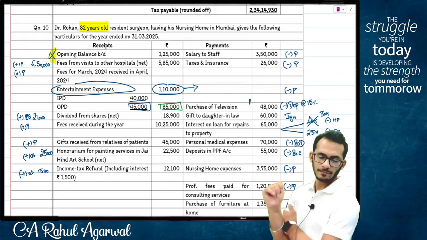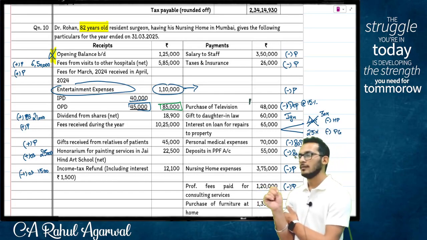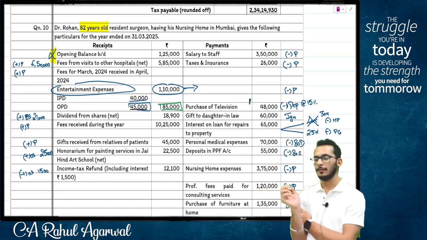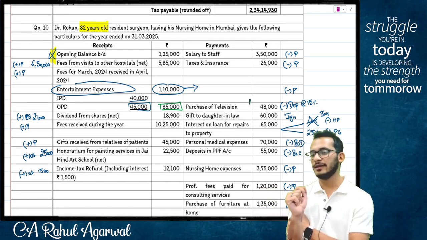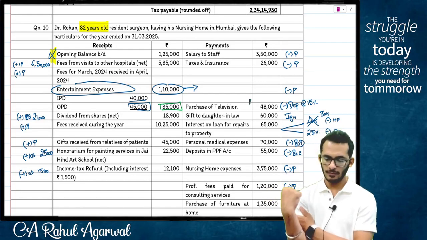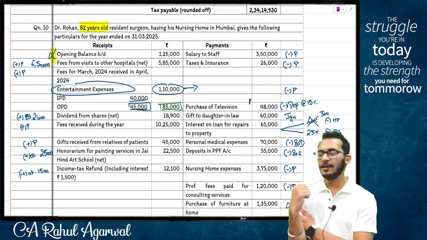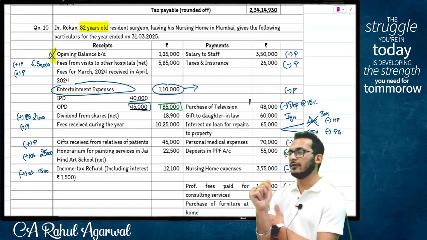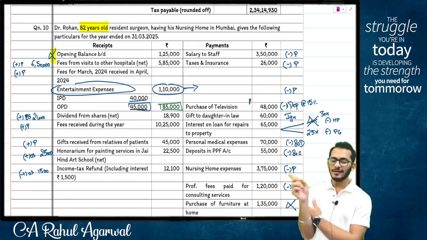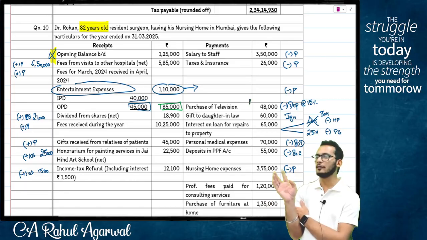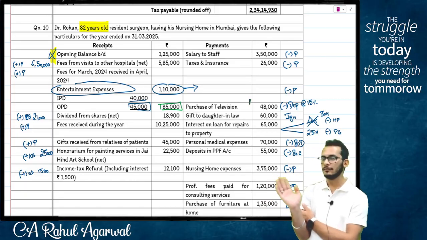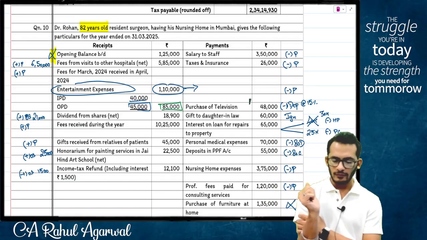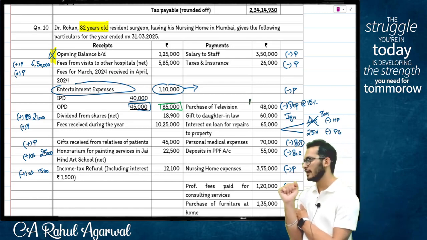Next line, people, what do I see? Fees of March received during the year. First column number is 85,000. People, I moved entertainment to the right side. Fees for March received in April is 85,000. People, the IPD and OPD is part of the fees only. They are mentioning that it's fees of March received in April. So therefore 85,000 in first column. Next. Fees received during the year is 10,25,000. Again first column.